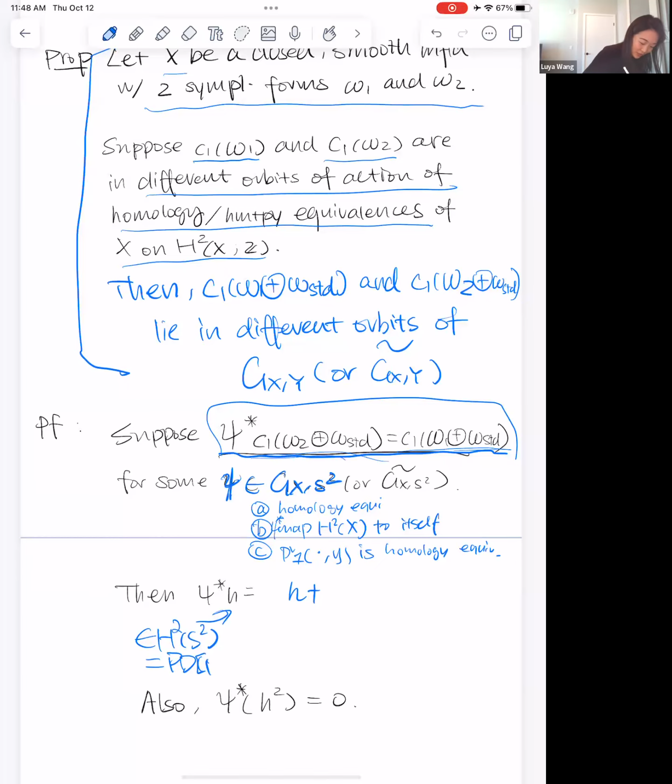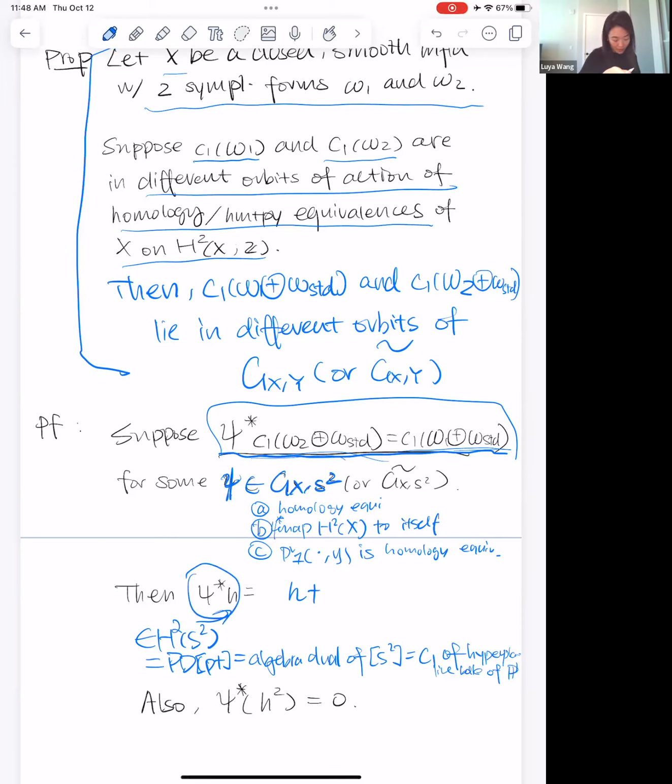You can think of it as the Poincare dual of the point, or the algebraic dual of S2, or you can think of it as the C1 of the hyperplane line bundle. So I want to see where psi star pulls back H2. This is equal to H plus alpha, where alpha is some cohomology class in X. So it can mix the cohomology class.